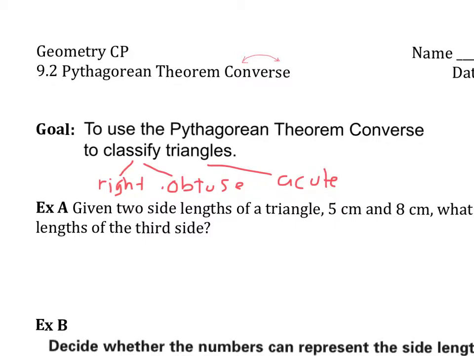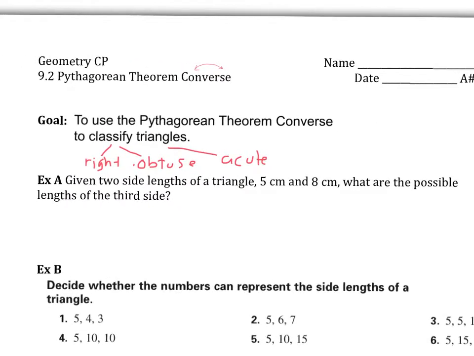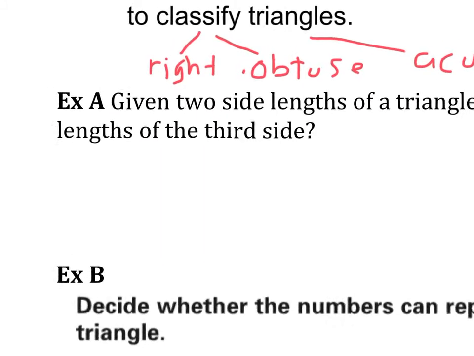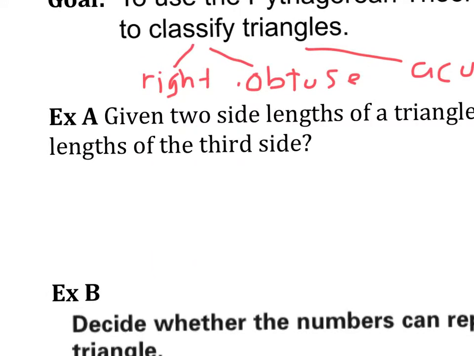So looking at example A here, we are given two side lengths of a triangle. One of them is 5 centimeters and one of them is 8 centimeters. Before we even get to this theorem, we have to understand the nature of triangles. What are the possible lengths of the third side? The easiest way to do this is to go ahead and check it out.